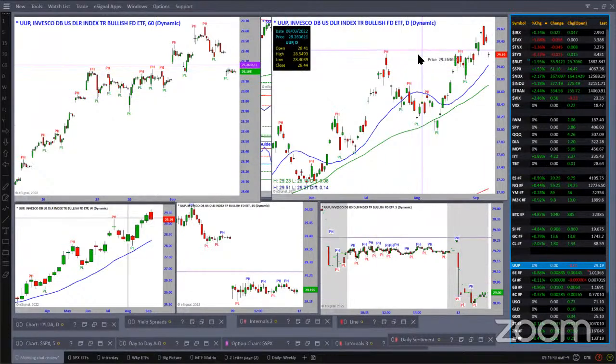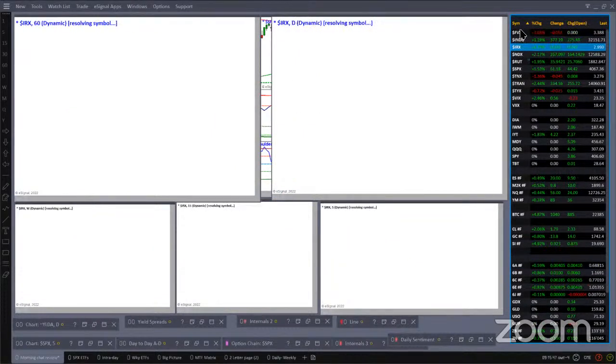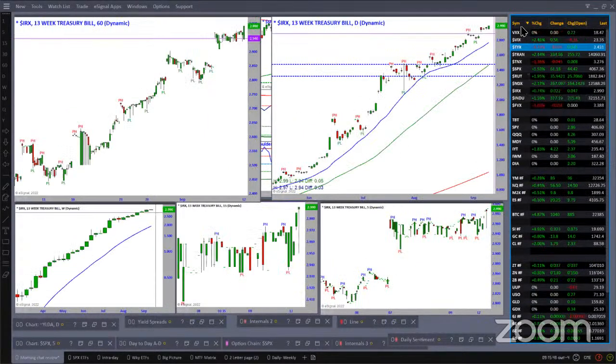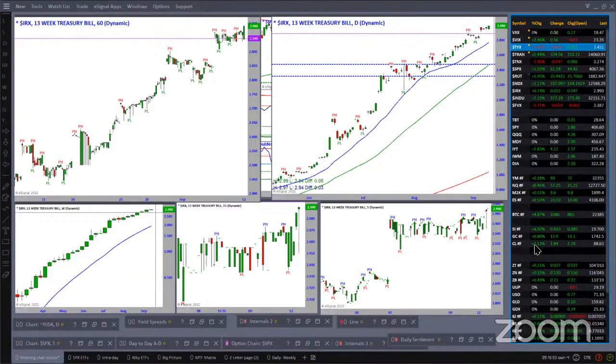It's within an uptrend. Now, I didn't mean to do that. I sorted that by mistake. I don't know if I can fix it. Where the hell did it go? Oh, here we go. That's there.